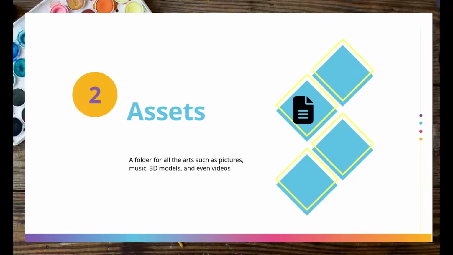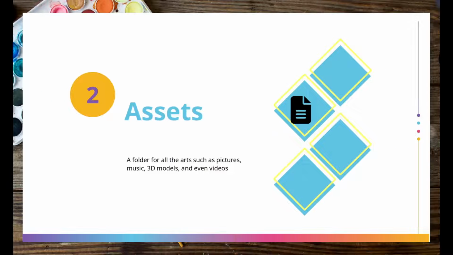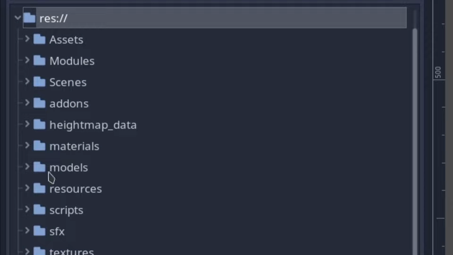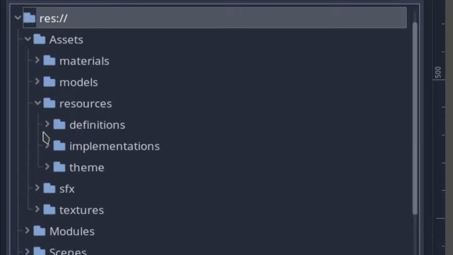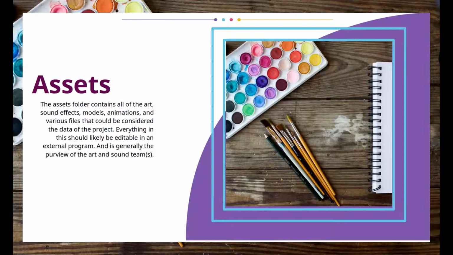The assets folder is where all of the asset resources are stored. As a general rule, I like to organize them by where I got them from, which makes it easier to manage my credits and attributions for the game.